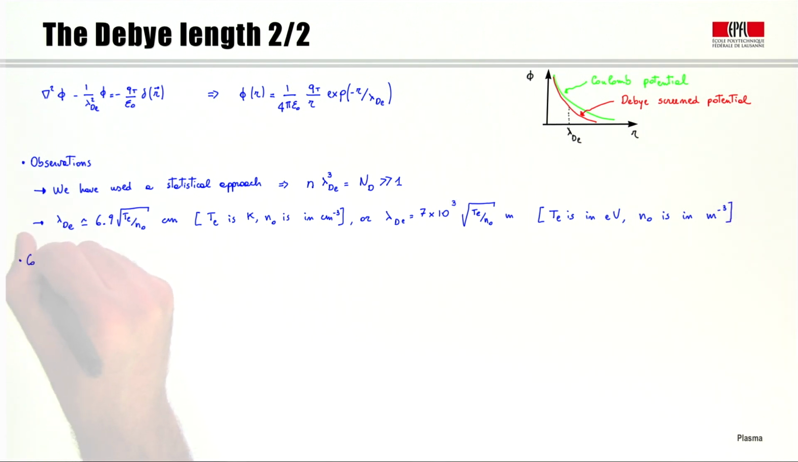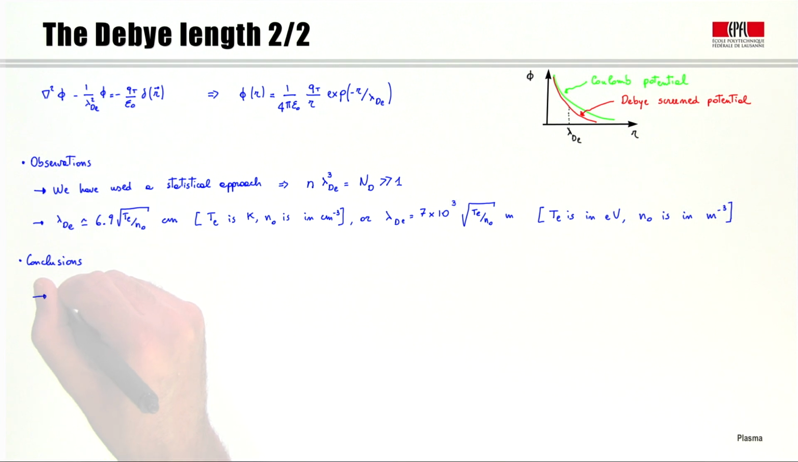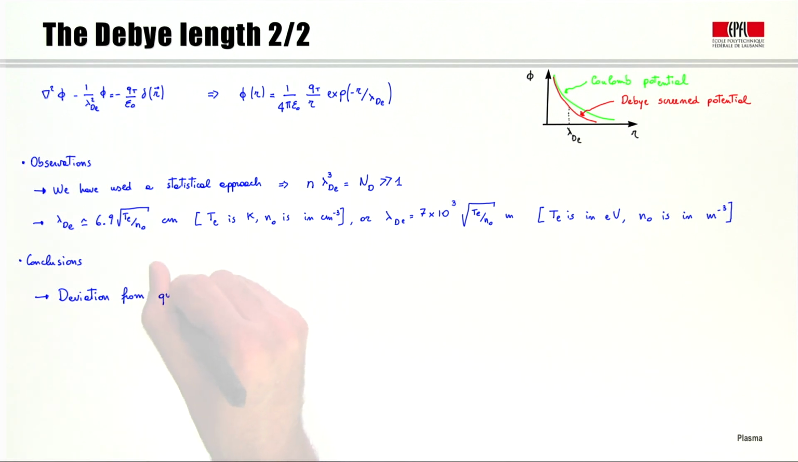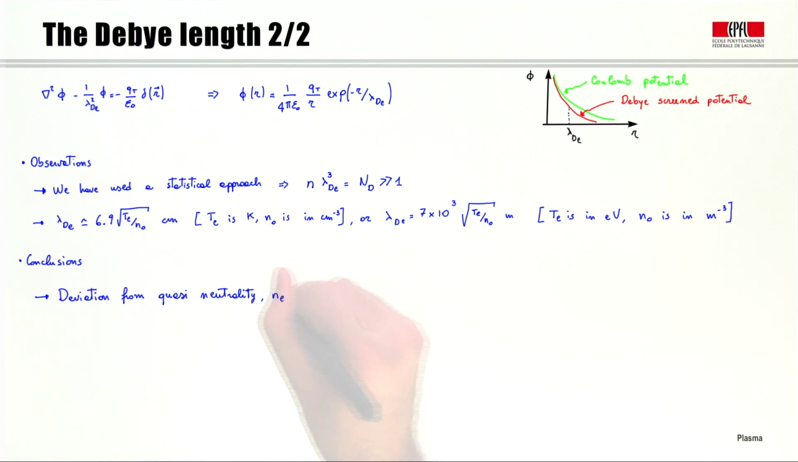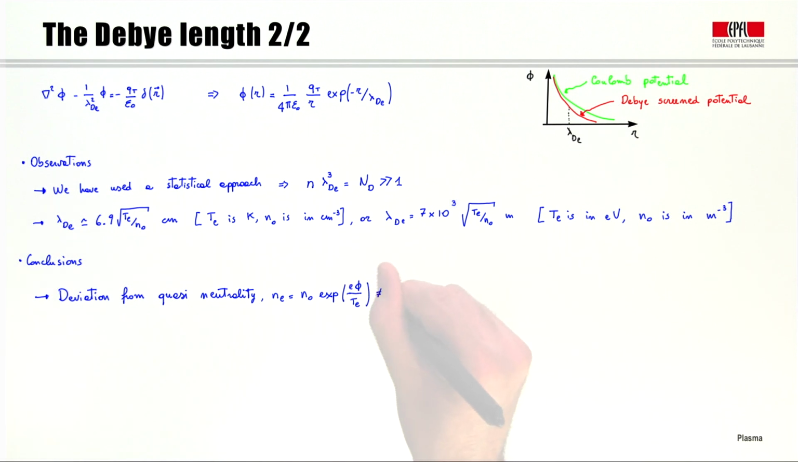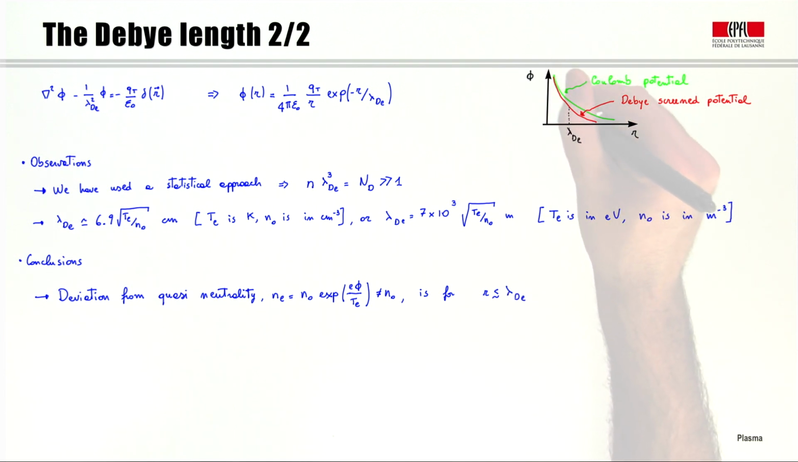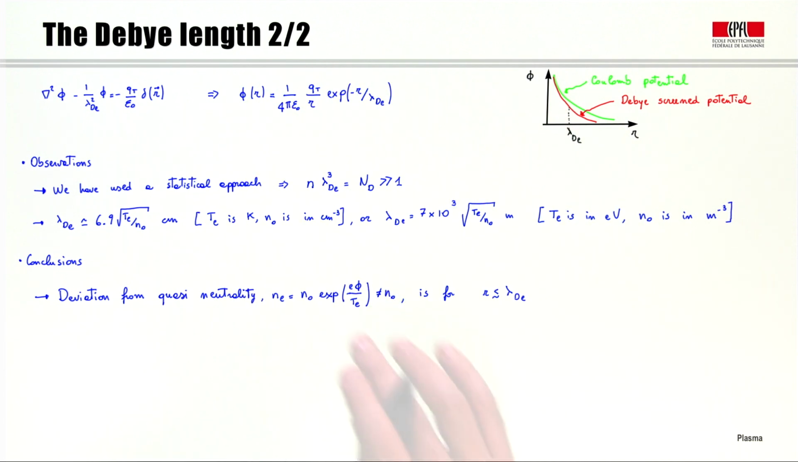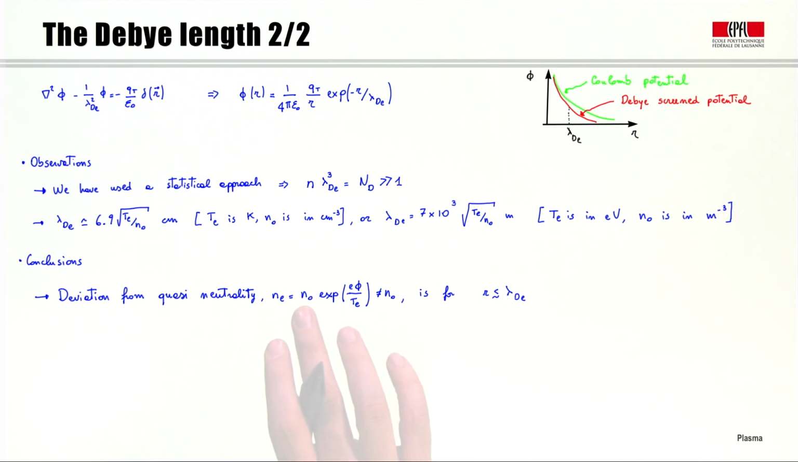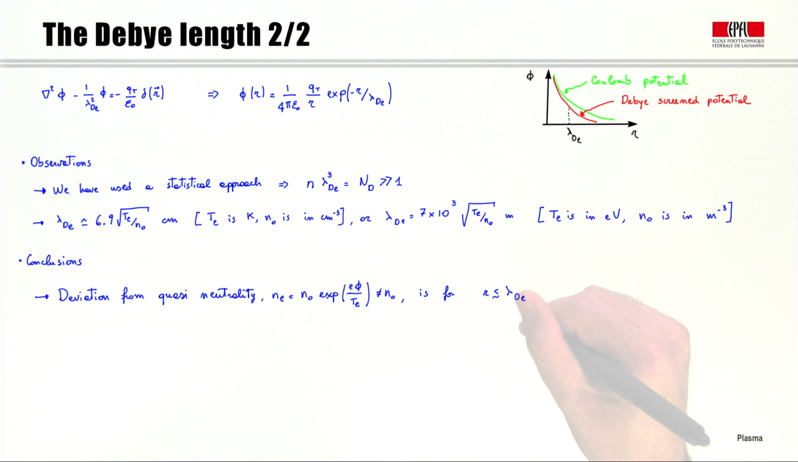So what are the conclusions? What have we learned by doing this exercise? The first conclusion is that in order to have deviation from neutrality, or to be more precise from quasi-neutrality, which is the initial state of the system, we need the electron density, which is given by n0 exponential e phi over Te, to become different from n0. And this can occur only for distances that are smaller than the Debye length. In fact, at distances larger than the Debye length, the perturbed potential will tend to 0, and therefore ne will tend to be equal to n0.